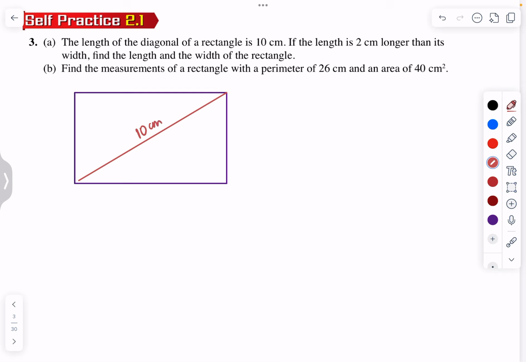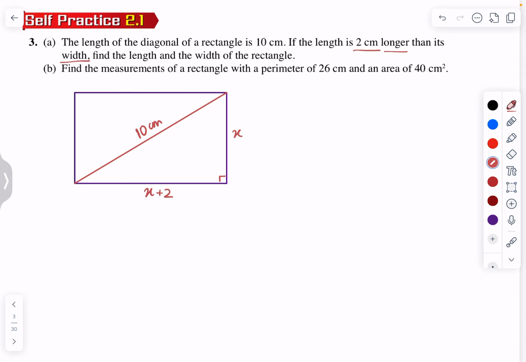cm. If the length is 2 cm longer than its width, so let's say the width is x, the length is 2 cm longer, so it will be x plus 2. So we assume this is the length and this is the width. Okay, find the length and width of the rectangle. Alright, so if you draw a diagonal, this makes it into a right angle triangle. This will be 90 because rectangle. So here we can use Pythagoras theorem.